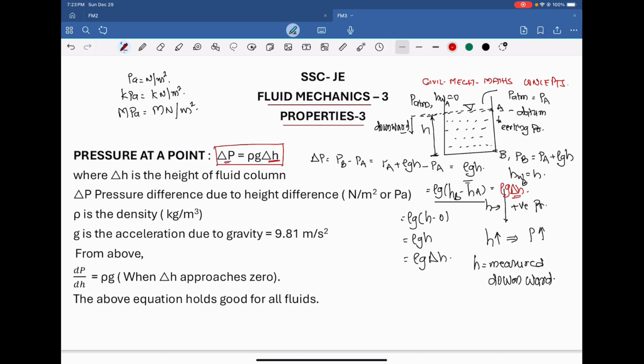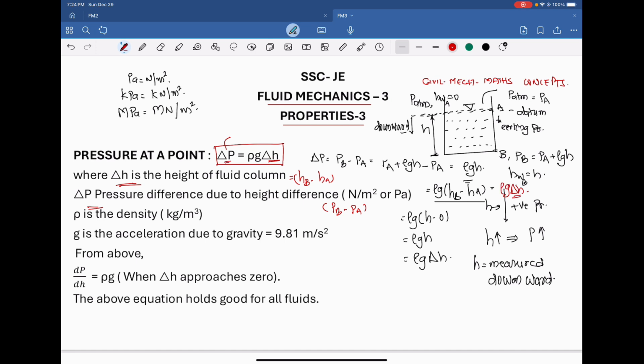Delta H is the height of the fluid column. Above the height of the fluid column, it is atmosphere. Hence, the height of the fluid column above in the atmosphere is 0. Delta H is HB minus HA. Delta P is PB minus PA. Please understand this. It's very, very important.